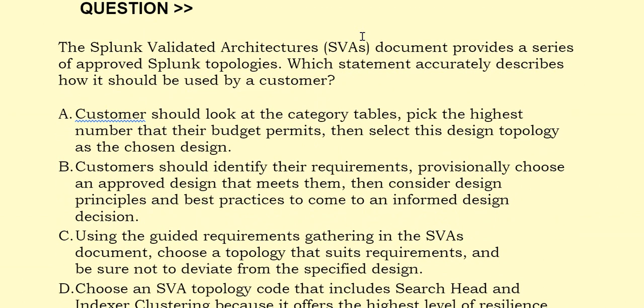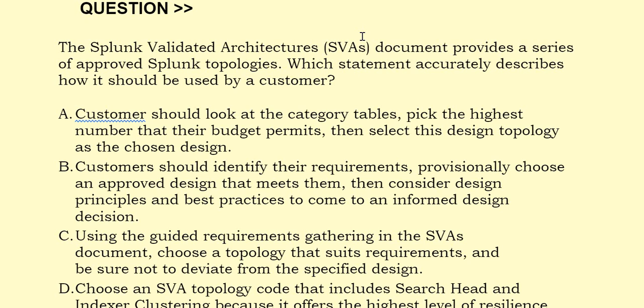Option A. Customers should look at the category tables, pick the highest number that budget permits, then select the design topology as their chosen design. Option B. Customers should identify their requirements, provisionally choose and approve a design that meets them, then consider design principles and best practices and come to an informed design decision.